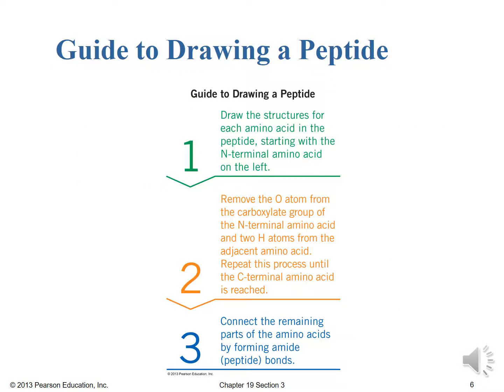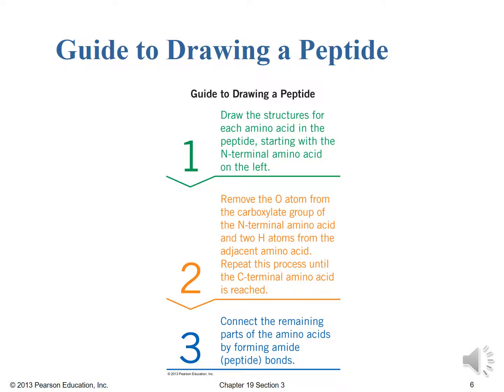Okay, so let's review how we would draw a peptide now that we've reviewed how we would name a peptide. So first we would draw the structures for each of those individual amino acids involved in the peptide, starting with the N-terminal amino acid on the extreme left. We'd remove the O atom from the carboxylate group of the N-terminal amino acid and 2 of the hydrogens from the adjacent amino acid. And that's how we're going to get our water, right? That's our coproduct for each of those peptide or amide bonds we form.